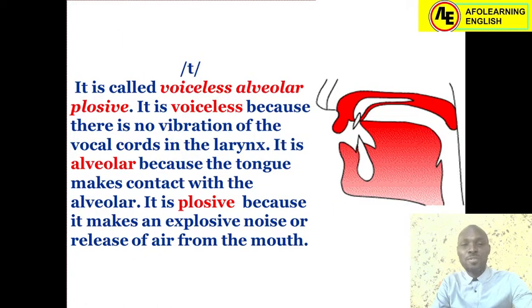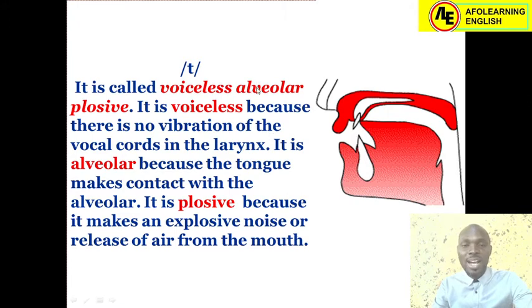So we're starting with the first sound, which is pronounced as t. Now, the phonetic name of this sound is voiceless alveolar plosive. Voiceless alveolar plosive. Now, it is voiceless because when you pronounce the sound, there is no vibration in the vocal cords around your neck. There is no vibration.